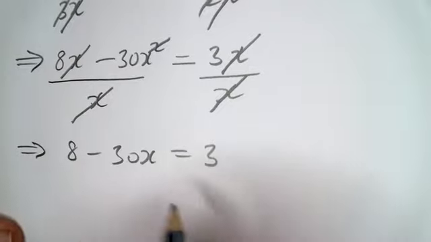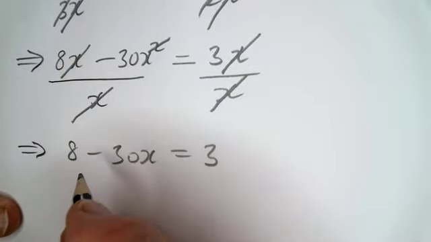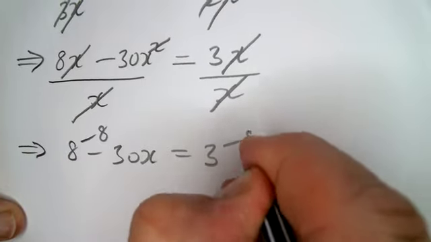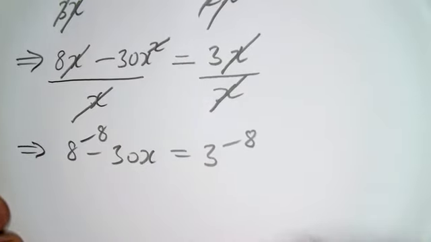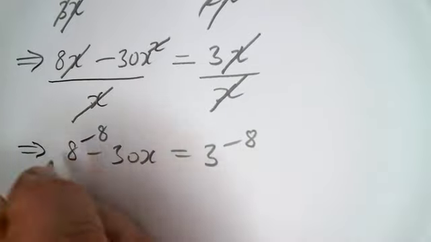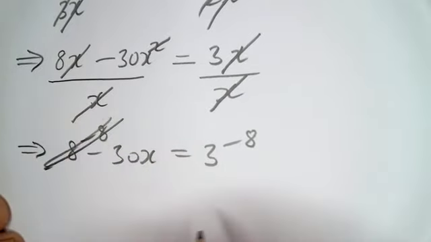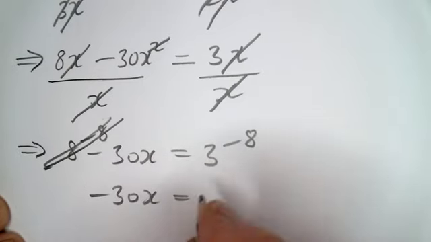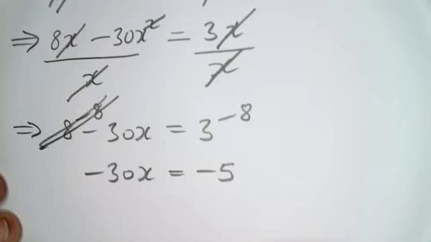All right, let's now subtract 8 from both sides. That's a nice way of doing it. Subtract 8 from here, subtract 8 from here. So now I'm wanting to put the unknowns on the left side and the knowns on the right. 8 minus 8, of course, is 0. I'm left with minus 30x on here. 3 minus 8 is minus 5, or negative 5.